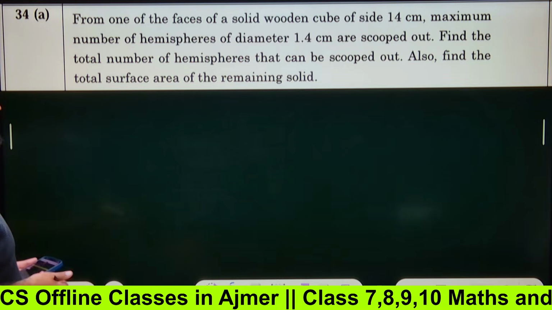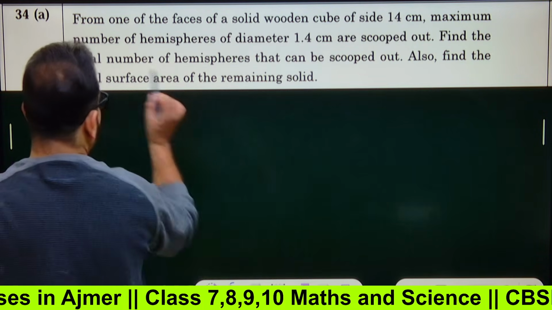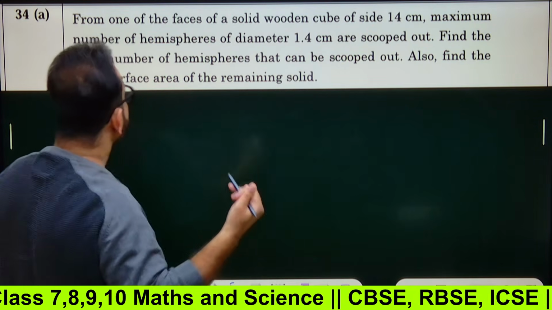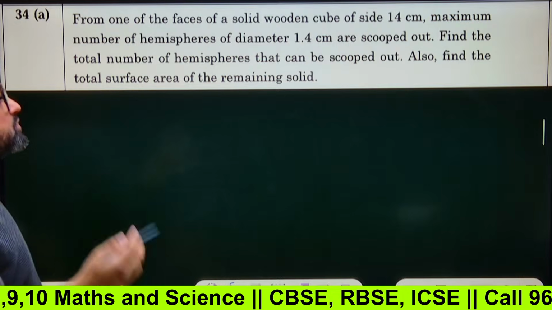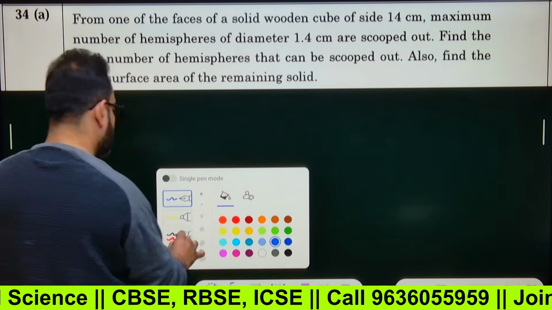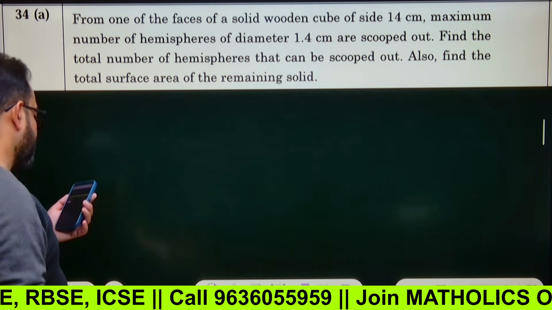From one of the faces of a solid wooden cube of sides 14 centimeter, maximum number of hemispheres of diameter 1.4 centimeter are scooped out. Find the total number of hemispheres that can be scooped out. Also find the total surface area of the remaining solid. How to solve this? First, you must know to draw the diagram.